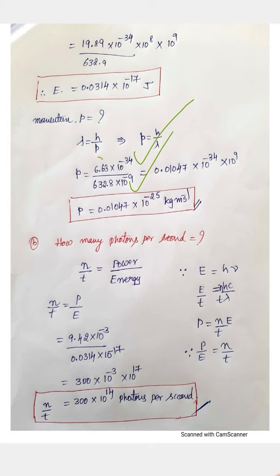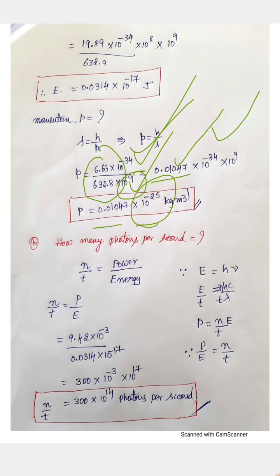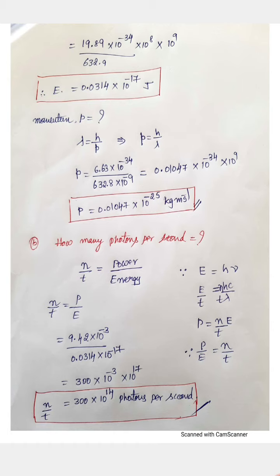Now simplify this one. 6.63 divided by 632.8, you will get certain value and write that one, that is 0.01047. Next simplify the powers also. In the numerator 10 to the power minus 34 is there, the denominator 10 to the power minus 9 is there. 10 to the power minus 34 into 10 to the power 9, that is equals to 10 to the power minus 25. Again here the momentum of the photon is equals to 0.01047 into 10 to the power minus 25 kg meter per second.